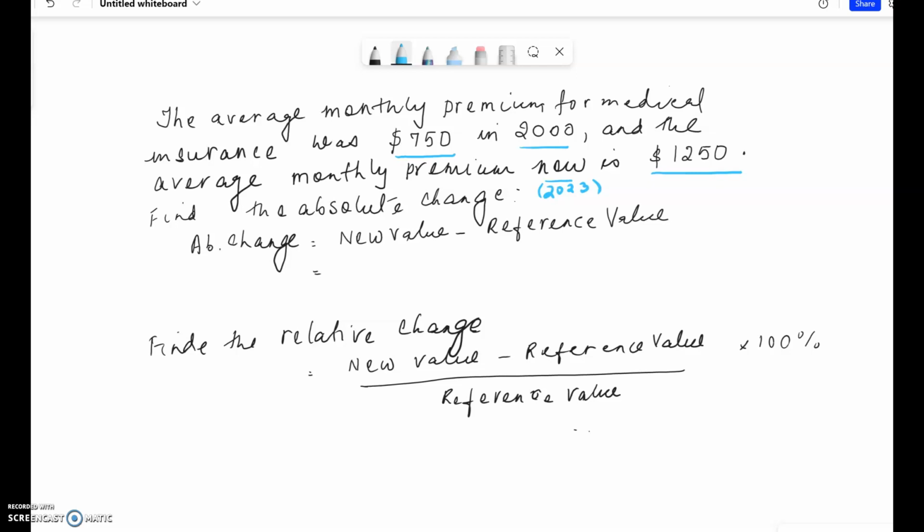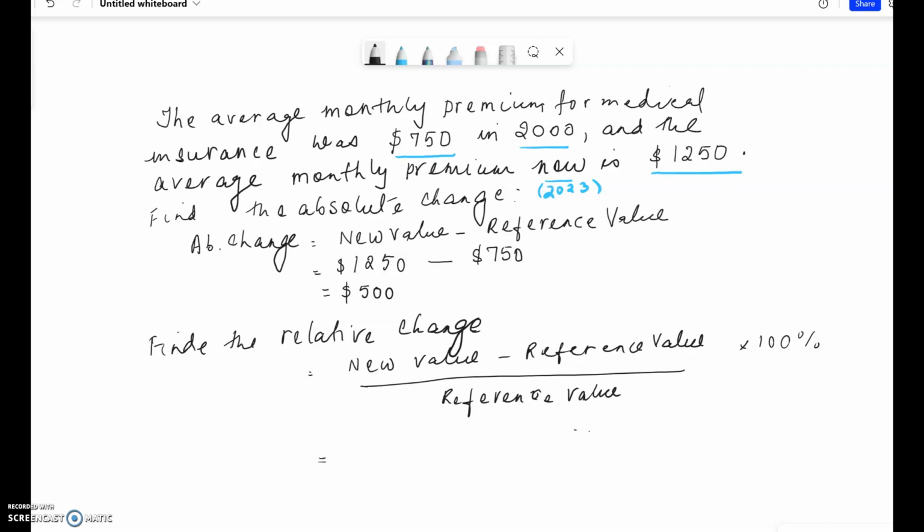Find the absolute change. The absolute change is the new value, which is $1,250, minus $750, which is equal to $500. So that's the absolute change. And remember that the absolute change can be negative, and it would be negative if the new value is less than the reference value.